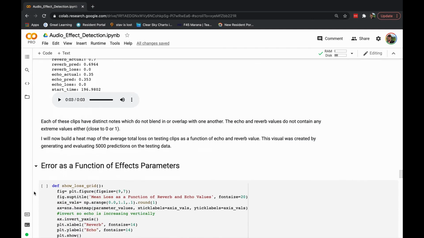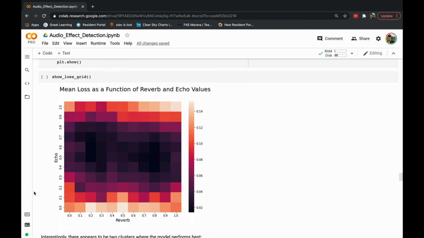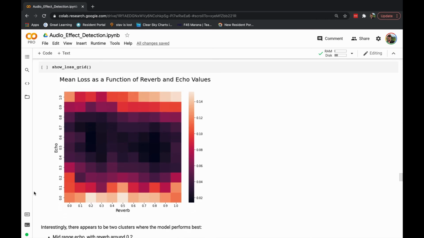Instead of looking at individual clips, let's see how our loss varies across the range of actual echo and reverb. This heat map was created using averages of 5,000 predictions with effect parameters grouped in bins of 0.1. Interestingly, there appears to be two clusters where the model performed best. Mid-range echo with reverb around 0.2, and mid-range echo with reverb around 0.8.